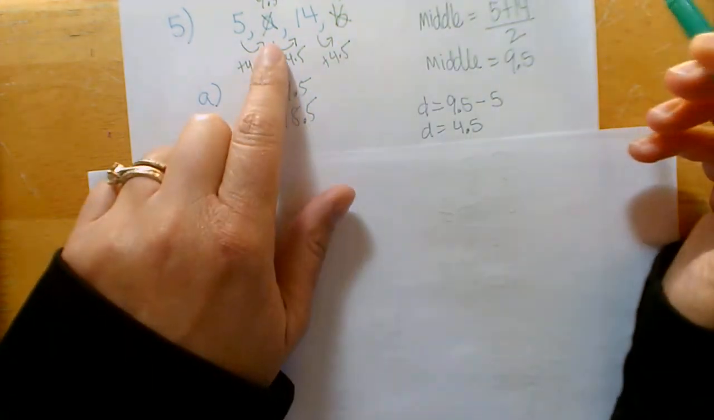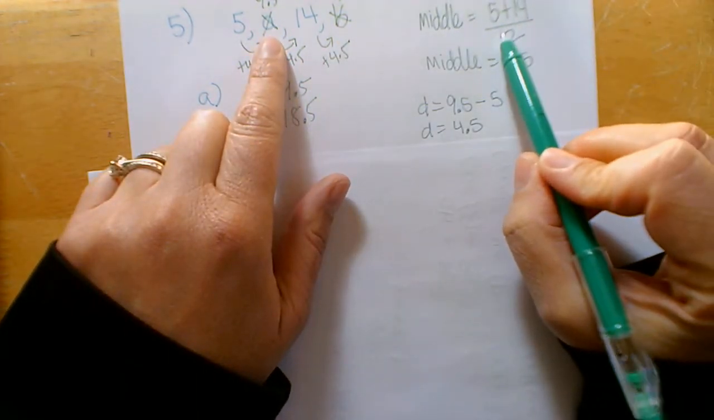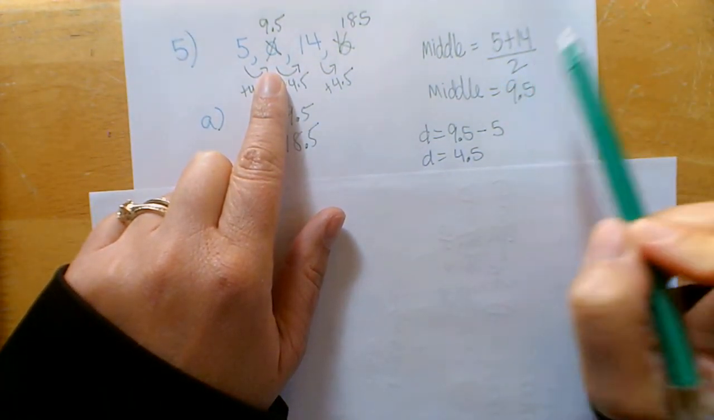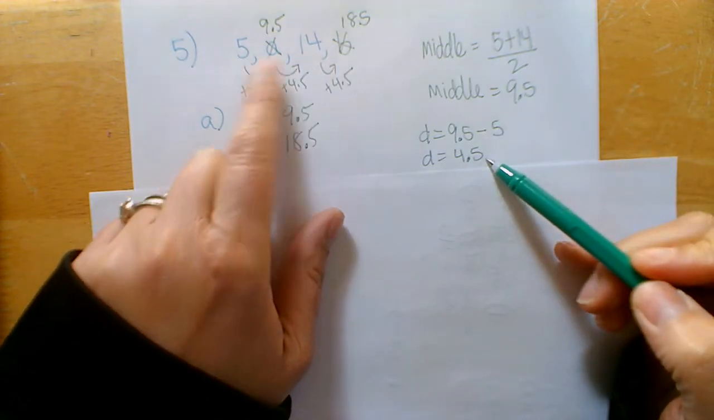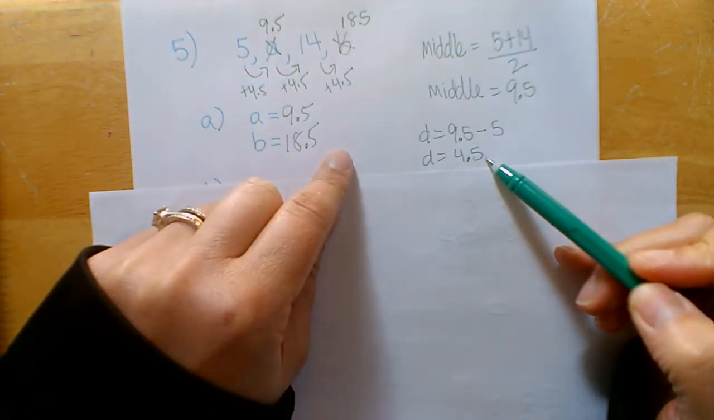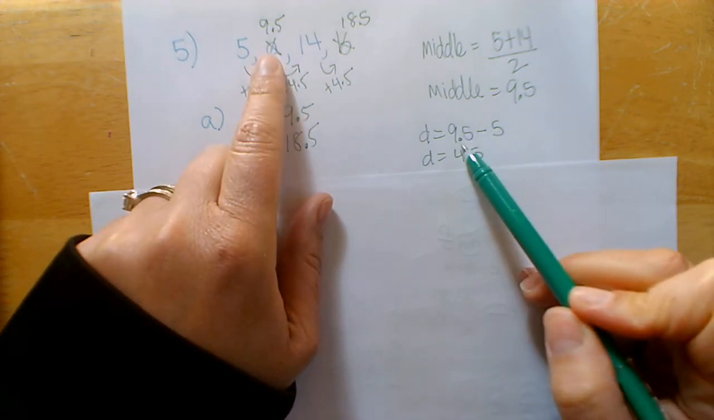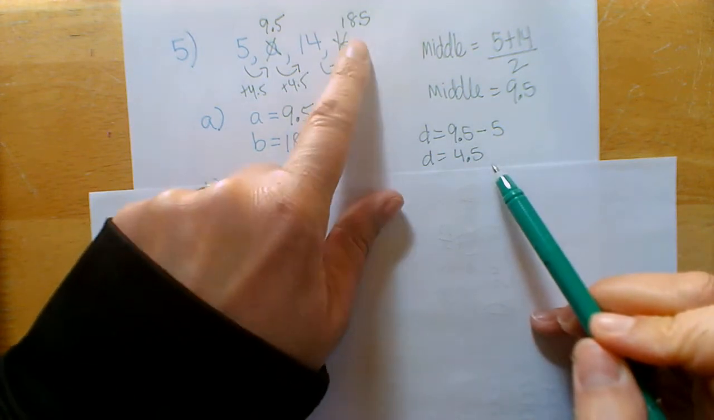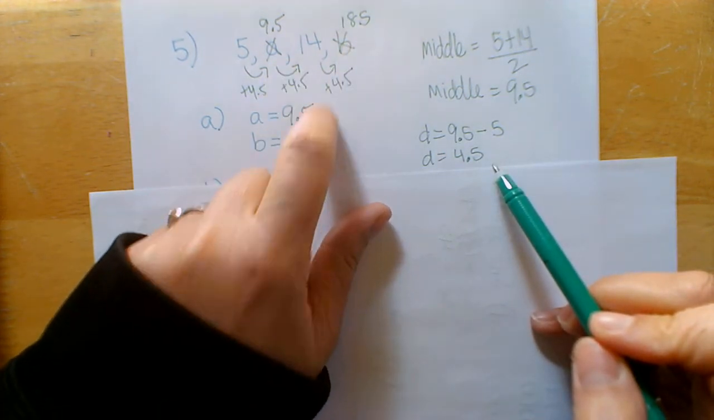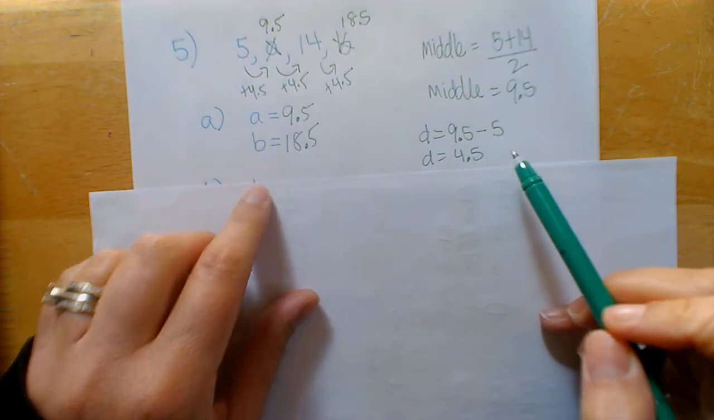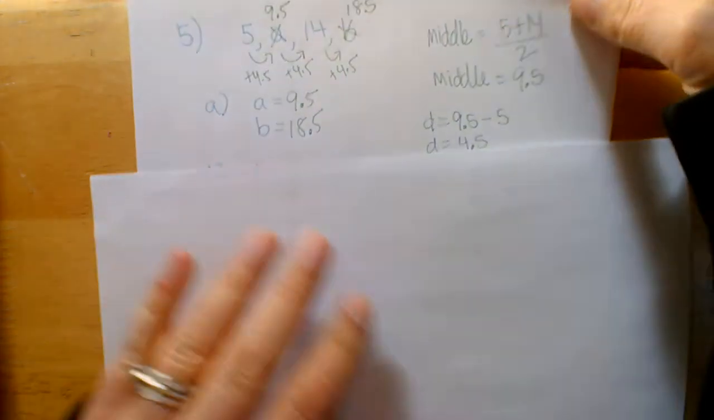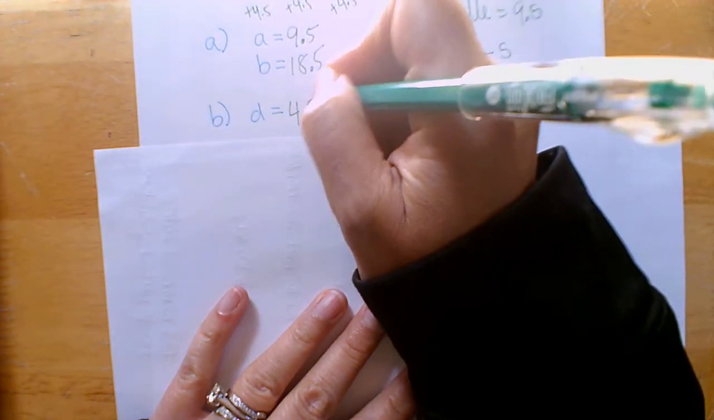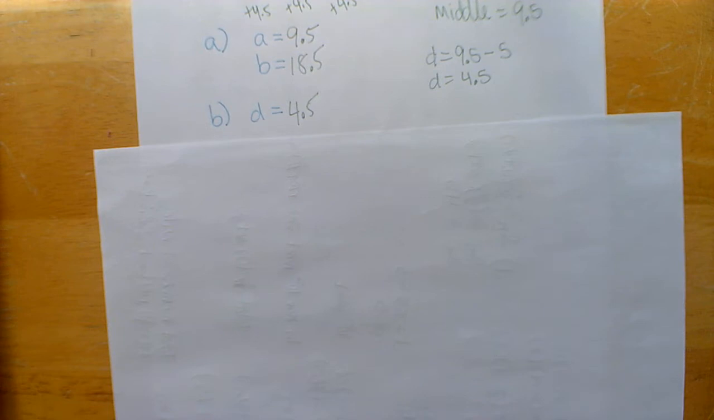So just to review that, to find A, I had to add them up and divide by 2 because I wanted to find that middle number. To find B, I wanted to find the common difference, so I knew what to add every time to get to that last number. So I just took that second number, 9.5, and I subtracted it from the first. Now I know what I had to add every time. I ended up with 14 plus 4.5 gives you 18.5. This kind of just sets us up for our common difference. Our common difference is going to be 4.5.